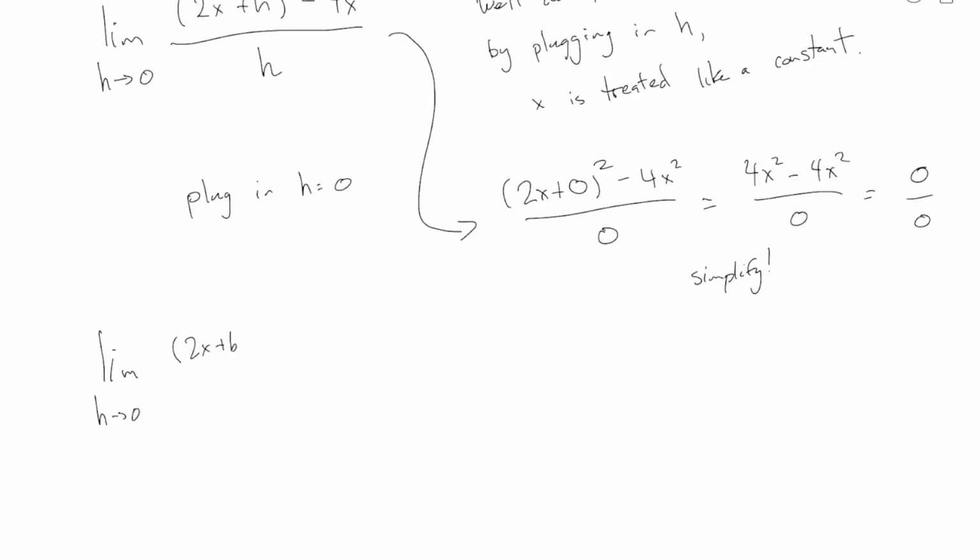2x plus h squared minus 4x squared over h. What can I do to simplify here? Anybody got a suggestion? Yeah. You're gonna FOIL. Yeah, do the FOIL thing on the first part there, the parentheses with the squared.